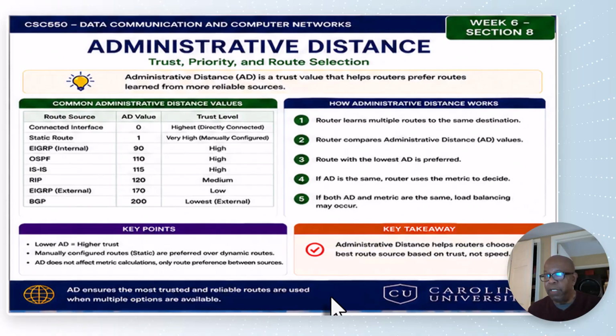Administrative distance is the trust value that helps routers prefer routes. Okay. So, basically saying if I have two routers, router A and router B. Router B sends a route to router A, and router A wants to say, are you sure that that's the shortest path? That's where administrative distance comes in: the trust, priority, and route selection. Again, administrative distance helps the routers to choose the best route source based on trust, not speed.